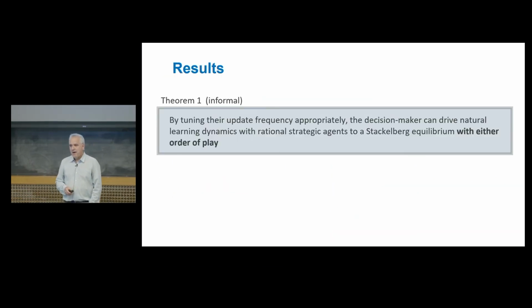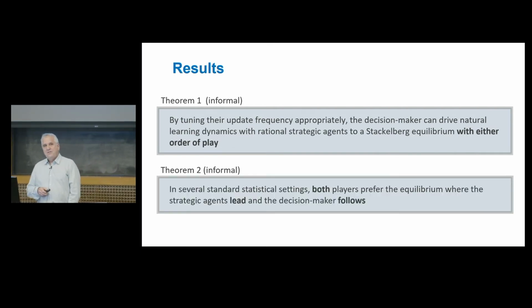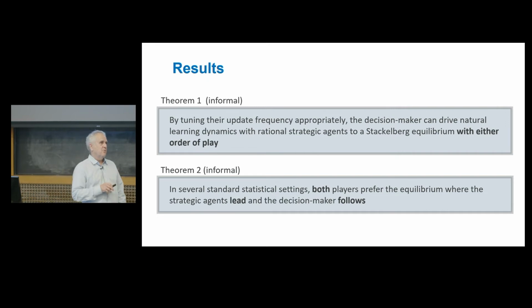First of all, if you change the update frequency in these ways, there are Stackelberg equilibria in both cases, and they are different Stackelberg equilibria, so that's the first theorem. But the second theorem is the more interesting one. It turns out in this statistical best response situation that when the strategic agents are the ones who lead, the welfare is higher for the strategic agents, but it's also higher for the central decision maker. So that's a bit of a surprise. It's higher for both. It's a win-win to have the strategic agents be the ones who actually lead in this situation.